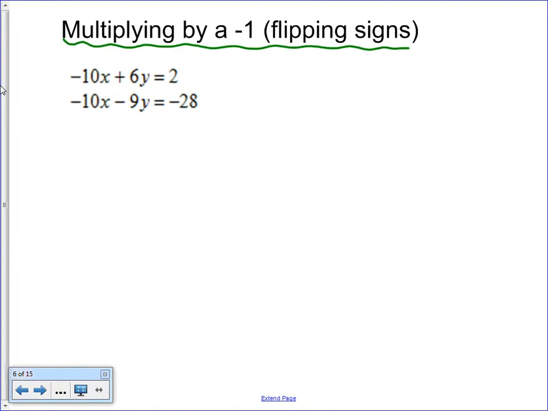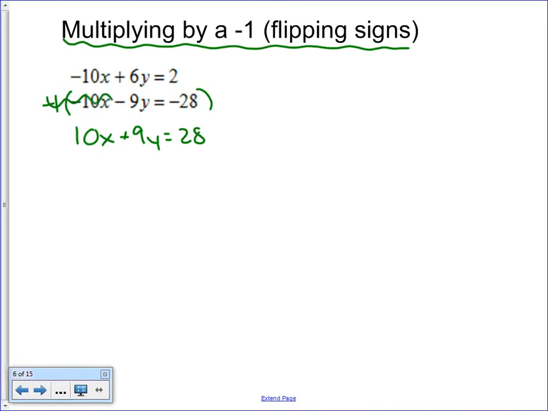So what you're going to do with these kinds of problems is just pick one to multiply by a negative 1. It doesn't matter, top or bottom. I can either make the top one positive or the bottom one positive, because remember, a negative times a negative will give you a positive. So let's do the bottom one. I like to put parentheses around it and put that negative 1 right there. Basically, multiplying by a negative 1 just flips all the signs. So a positive 10x, a positive 9y equals a positive 28.